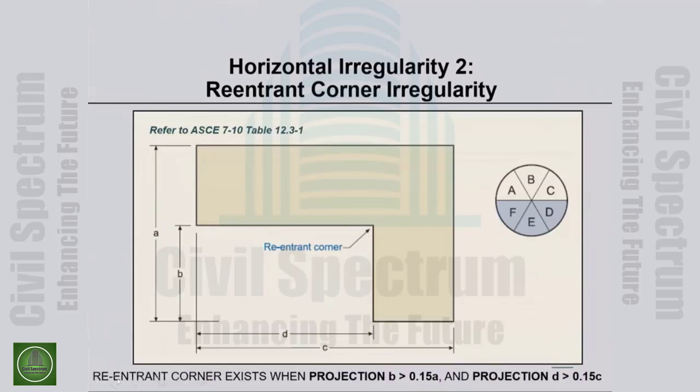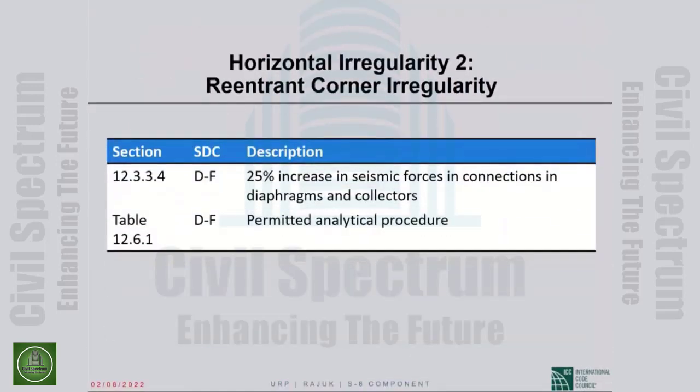Something that looks like this. Re-entrant corner exists when projection B, this distance, is larger than 15% of A. So look at A, look at B. If B is larger than 15% of A and D is larger than 15% of C, then you have re-entrant corner irregularity. So this is the definition, and these are the restrictions.